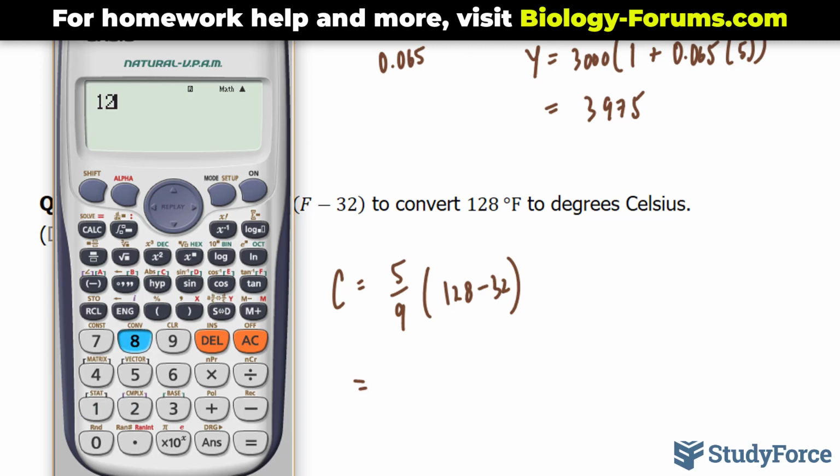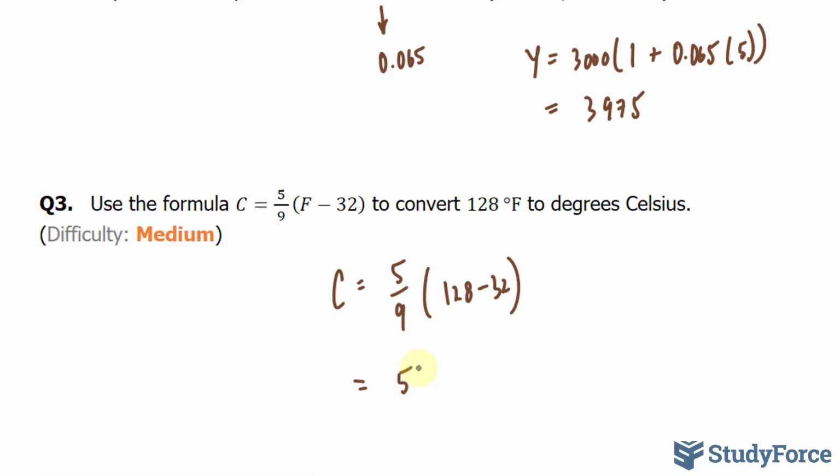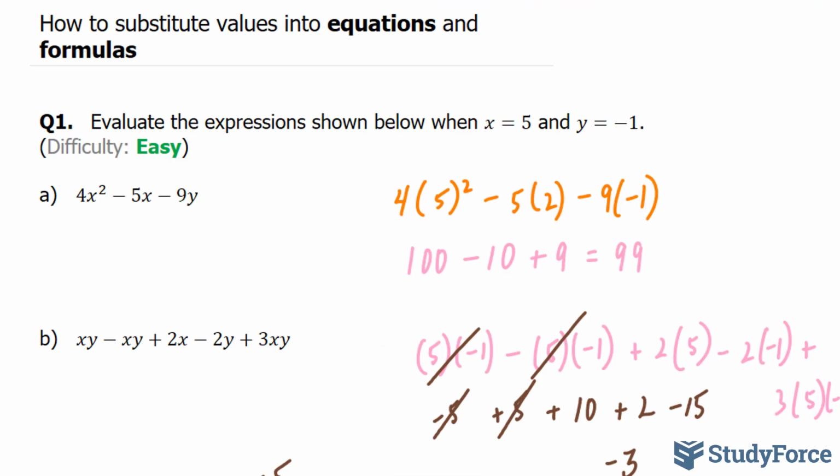So we have 128 minus 32. We'll multiply that by 5 over 9. This gives us approximately 53.3 repeating degrees Celsius. And there you have it. That is how to substitute values into equations and into formulas.